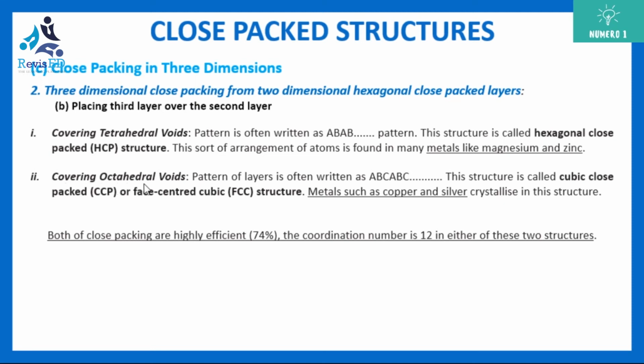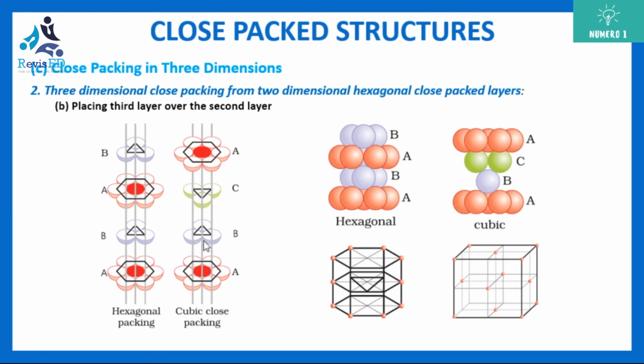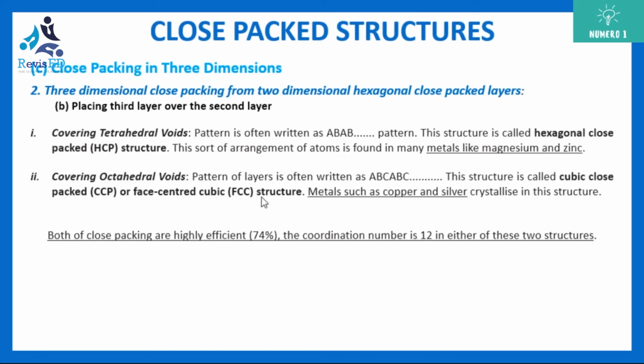Whereas if you cover the octahedral voids, how are the octahedral voids covered? If you focus on this figure, let's say this one here, from B to C there is an octahedral void, so this and this creates your octahedral void. If you cover this octahedral void from below and from top, you get cubic close packing, that is CCP structure, or it is also the face centered cubic structure. Some examples of HCP structure are magnesium and zinc, and some examples of FCC or CCP structure are copper and silver.